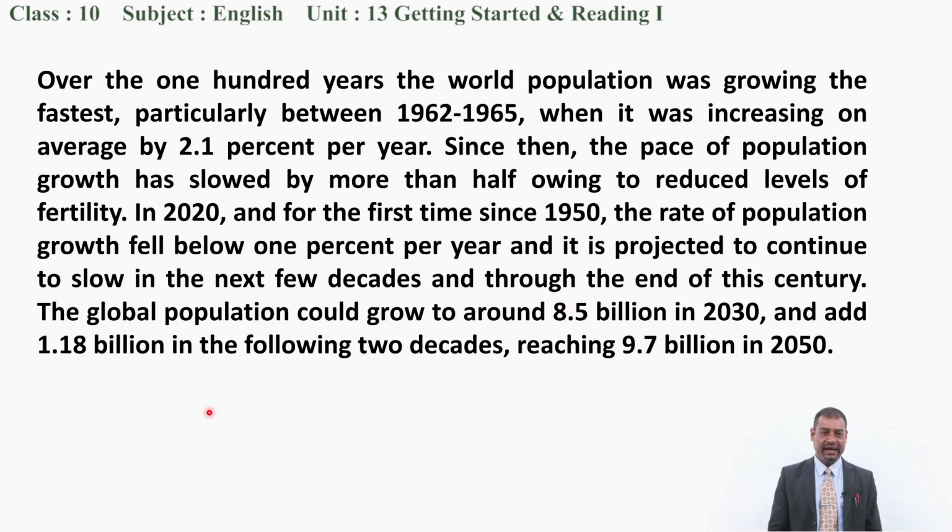Okay, and add 1.18 billion in the following 2 decades. Now it means 2030, 8.5, and again you can add 2 more decades, meaning 20 years. So it would be 2050. And what would be the total number of population in 2050? If you add there 1.18 billion to 8.5. So it is estimated that 9.7 billion people would be there in the world.